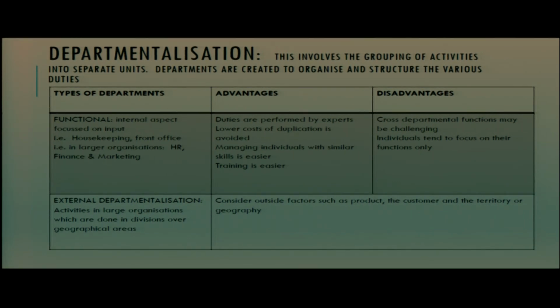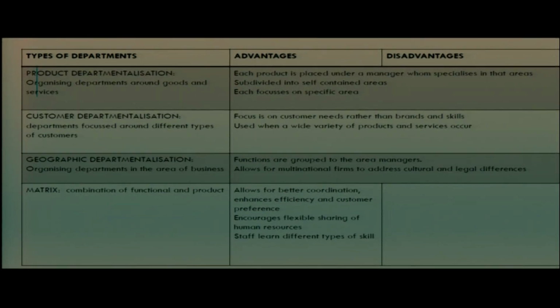External departmentalization. Activities in large organizations which are done in divisions over geographical areas. Consider factors such as product, the customer, and the territory or geography. Product departmentalization. Organizing departments around goods and services. Advantages. Each product is placed under a manager who specializes in that area. Subdivided into self-contained areas, each focuses on specific area. Customer departmentalization. Departments focused around different types of customers. Focus is on customer needs rather than brands and skills. It is used when a wide variety of products and services occur.